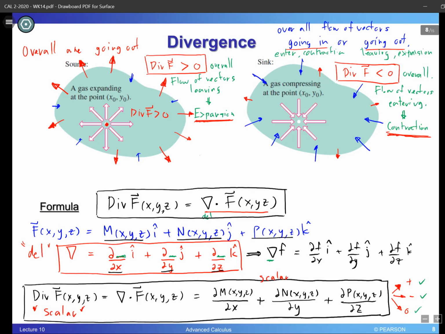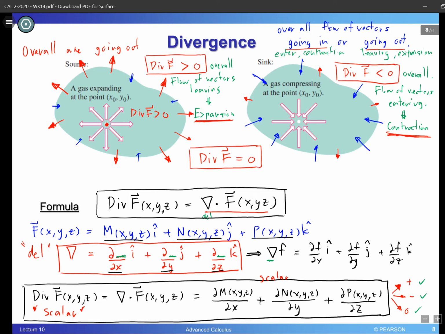When the divergence of a vector field, big F, at any given point comes out to be equal to 0, what does this mean? As you might have expected, this is going to be the case when you have the same amount of vectors entering the neighborhood as they are leaving the neighborhood. So in the end, the overall flow of vectors will go in and out equally.